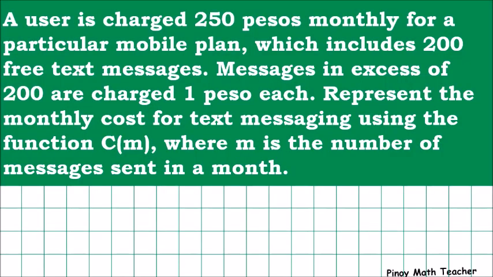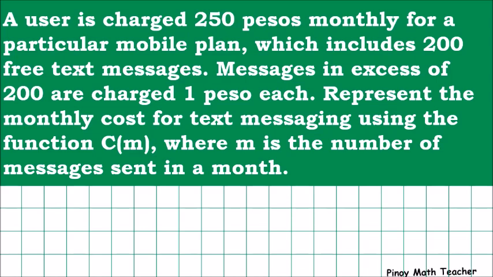A user is charged 250 pesos monthly for a particular mobile plan, which includes 200 free text messages. Messages in excess of 200 are charged 1 peso each. Represent the monthly cost for text messaging using the function C of M, where M is the number of messages sent in a month. Sa situation natin na to, magbabayad siya ng fixed na 250 pesos sa isang mobile plan, may kasama na yun na 200 free text messages. Mababago lang yung cost kung ang iyong text messages ay lalagpas ng 200.